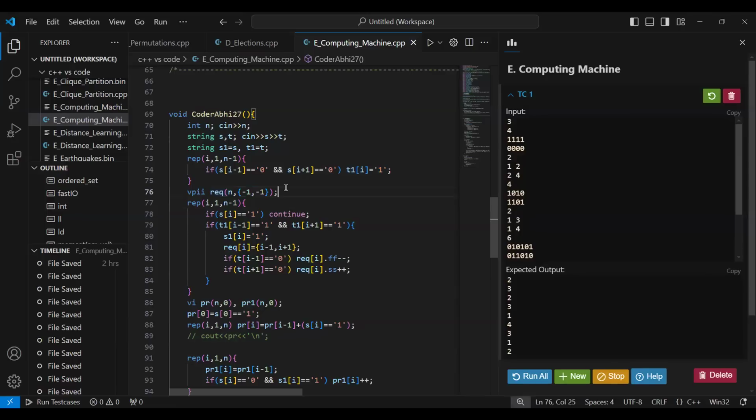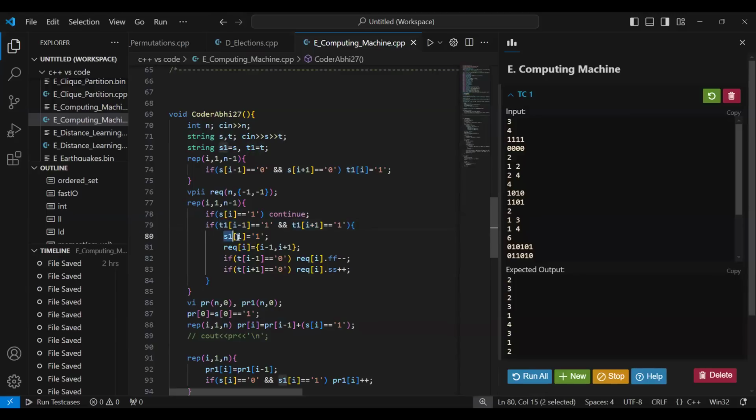This is going to store the range of the indexes required for the higher index for it to get converted from 0 to 1. So if there's no conversion, I am just doing minus 1 comma minus 1 initially. Now, if S of I is already 1, just continue. I am looking for the case where S of I is 0 and S1 of I has become 1. So first we will do the conversion. If S of I is 0 and we want to convert it to 1, it would get converted when T dash of I minus 1 is 1 and T dash of I plus 1 is 1.